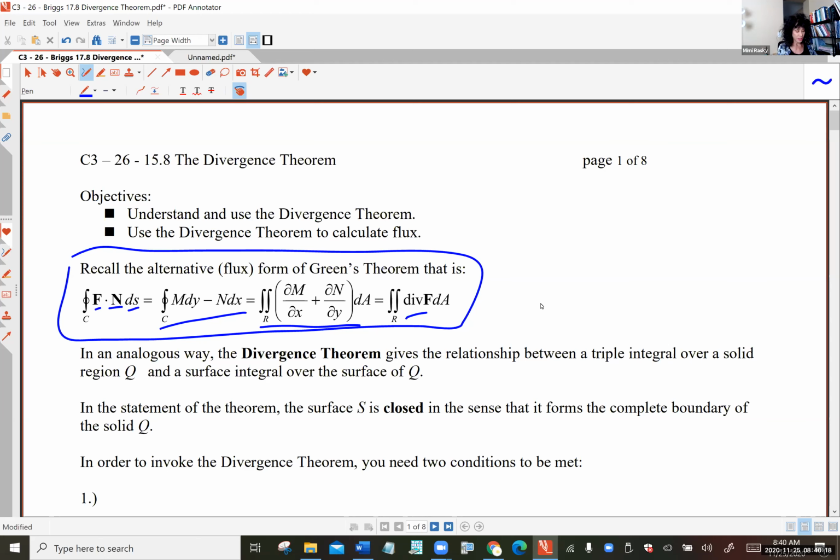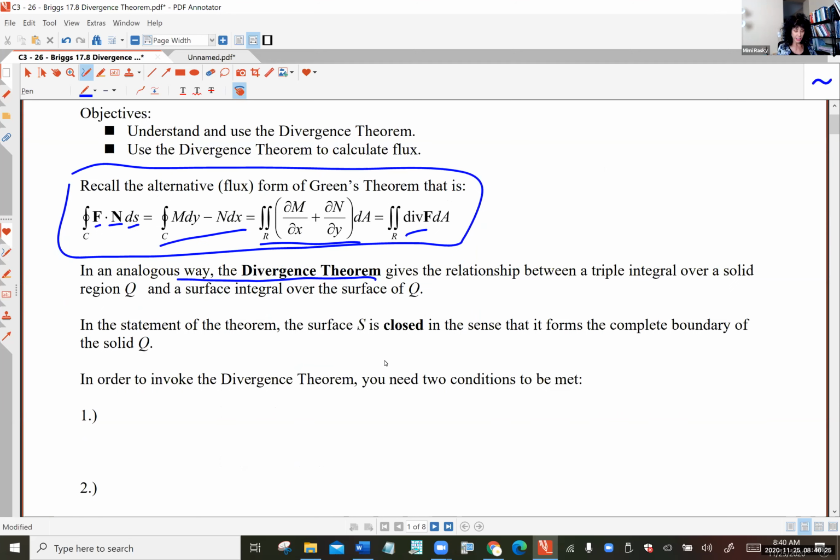Fine. So the analogous 3D version is called the divergence theorem. It's going to give a relationship between a triple integral over a solid region Q and a surface integral over the surface of Q. Cool. And we did surface integrals on Monday, in case you forgot.